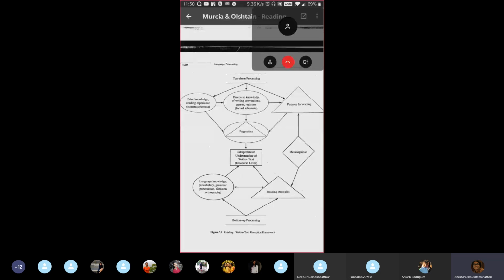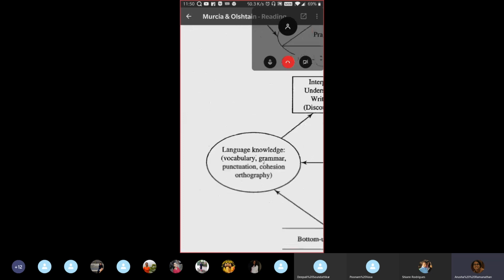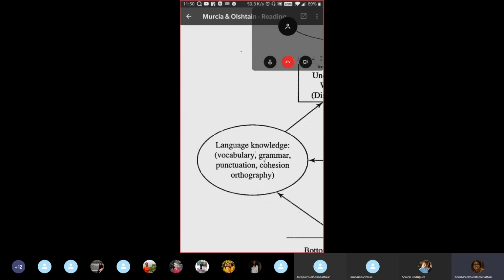So there is a top-down processing that happens, and there is a bottom-up processing that happens, and basically we say this is the reception framework. And depending on how comfortable you are, you will be faster at reading and processing information. So bottom-up skills are what we teach young children, to decode. We tell them what is the word, what is the alphabet, etc., so that they can have language knowledge, which is vocabulary, grammar, punctuation, cohesion, orthography, etc.